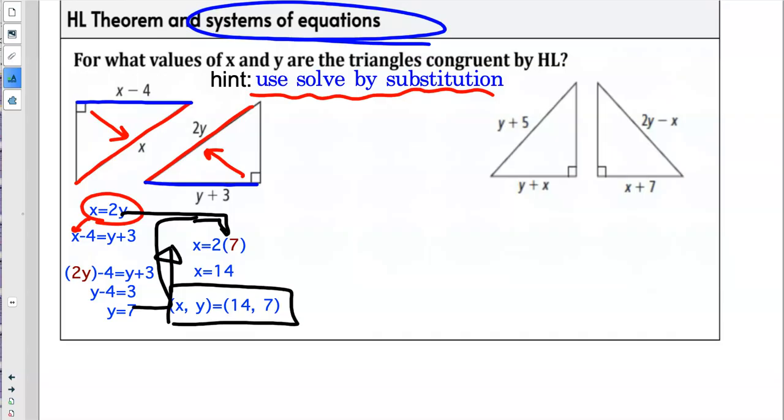All right, so now again, I've got a right triangle. I got a chance to move and use HL. The side opposite the right angle is the hypotenuse. And I have a corresponding leg that has a relationship on it. All right.